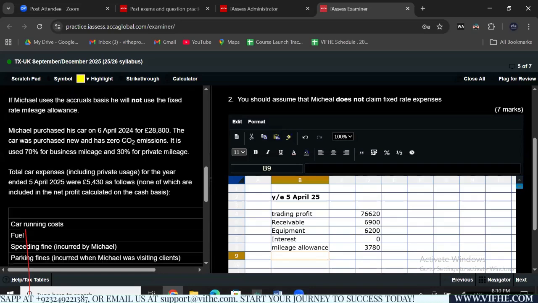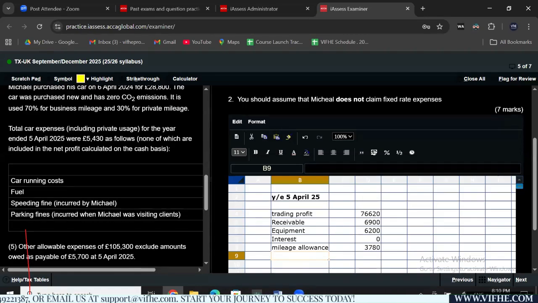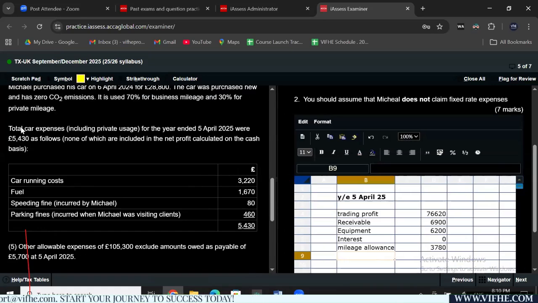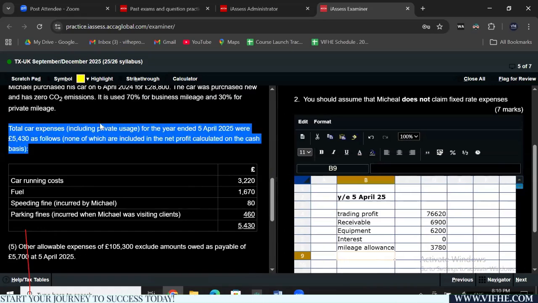But see, where the information is given as far as the actual running cost is concerned, it is right there in the next paragraph. It is said that the total car expenses, including private usage, includes both business and private expense, for this accounting period ended on 5th April 25 were 5430. None of which are included in the net profit calculation on cash basis. Of course, in cash basis, one has a choice of either applying the actual business expenses or applying mileage allowance. But with accruals, mileage allowance is obviously not available, which is why we have reversed it. And now the actual running cost should be deducted.